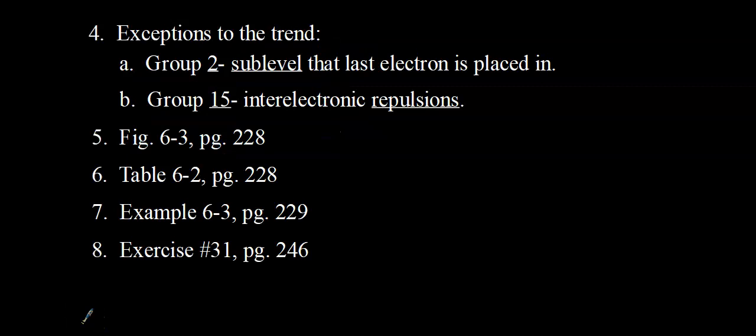So take a look at example 6.3 on page 229. It says to arrange the following elements from most negative, that means highest, to least negative electron affinity. So highest to lowest electron affinity. So we're comparing potassium, bromine, cesium, and chlorine. Potassium and cesium have the same number of valence electrons, but in different energy levels. Potassium and bromine have their valence electrons in the same energy level. Chlorine has its valence electrons in a lower energy level than any of those other atoms. And then cesium has its valence electron in the highest energy level.